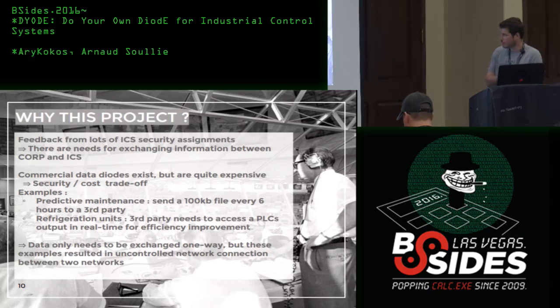So in those two examples, what did our clients do? Mostly they just connected an uncontrolled third party directly to their ICS. And as mentioned before, that's not a good idea, because if you have a network connection, you can just mess everything up.